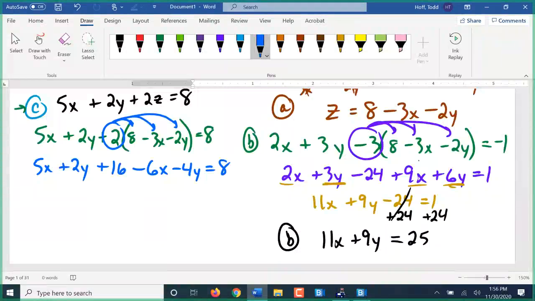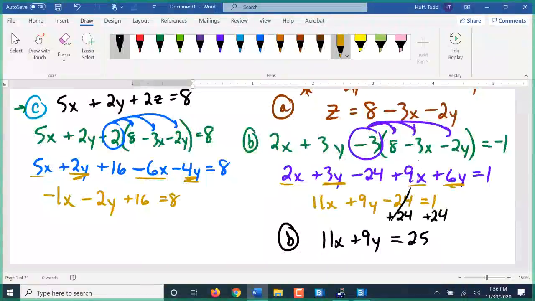We have more that we can combine here. 5x and negative 6x is a negative 1x, or just a negative x. 2y and negative 4y is a negative 2y. And of course, we still have the positive 16 equals 8. Now I'm going to subtract 16 from both sides to get it into that form again, x's, y's equals constants.